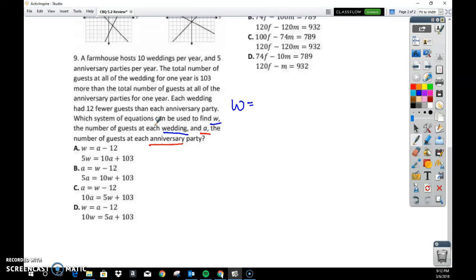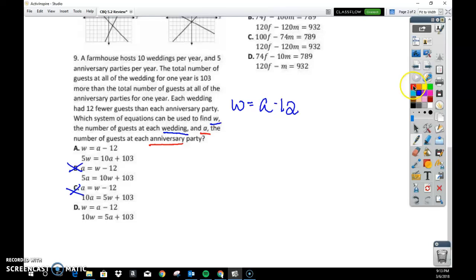And I said, you have 12 apples less than me, or 12 apples fewer than me. That means you would subtract 12 from 15. So because it says 12 fewer doesn't mean it's 12 minus. It's actually going to be the guests at the anniversary party, minus 12. Okay? So for sure, our answer choice has to have that. So B is wrong, and C is wrong.